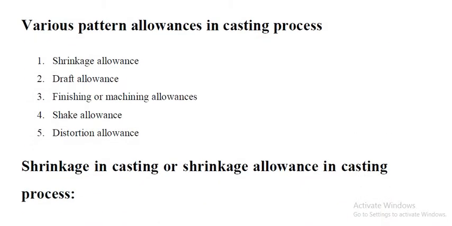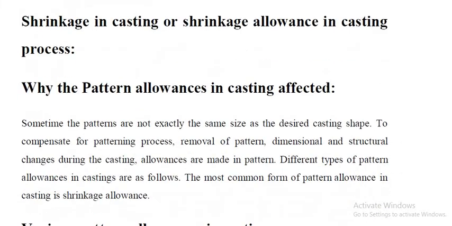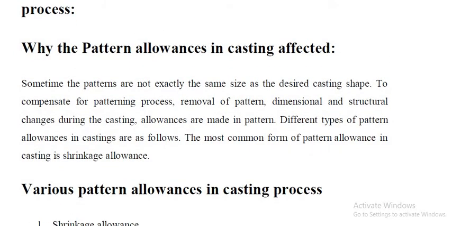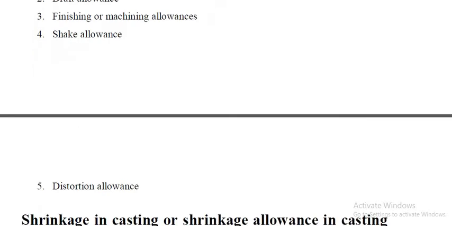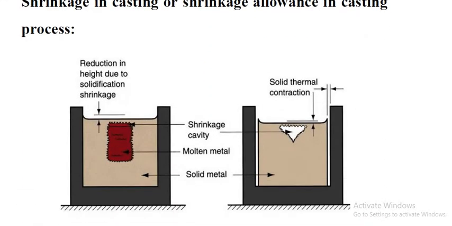So various types of pattern allowances are there in the casting process. One is shrinkage allowance, one is draft allowance, and one is finishing or machining allowance, then shake allowance and distortion allowance. So why does shrinkage allowance occur? If you see in this figure, shrinkage allowance might occur due to the solidification before it actually reaches the solidification temperature. So if you see this one, here reduction is due to the solidification shrinkage.